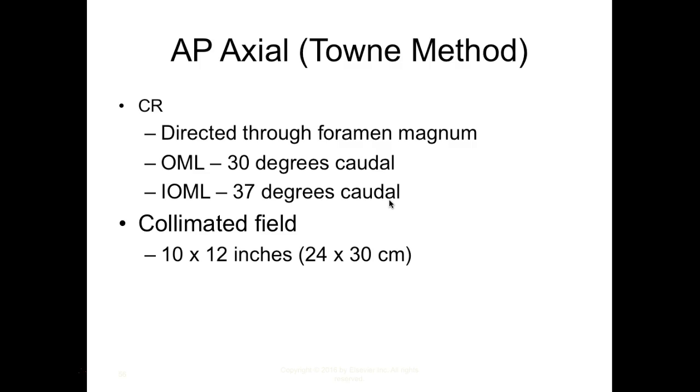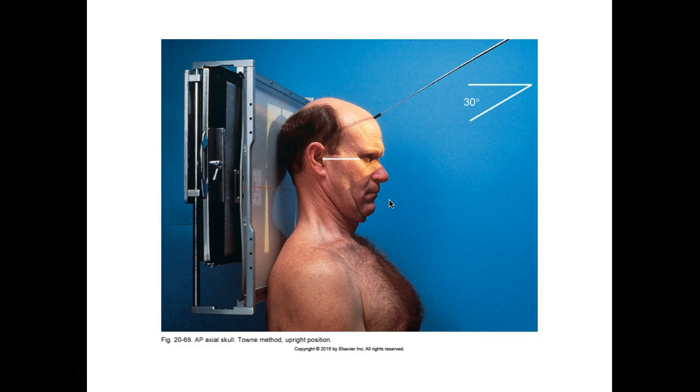So if you have your OML lined up, it's a 30-degree caudad angle. If you're at your IOML, it's a 37-degree caudad angle. So the difference between the OML and the IOML is 7 degrees. Remember, it's 8 degrees going up to the glabella. So you're somewhere around there. We're not exact, but for your national exam, they're going to be requiring that you know the difference between the two. And I think they put 7 to 8, but you know, there you go.